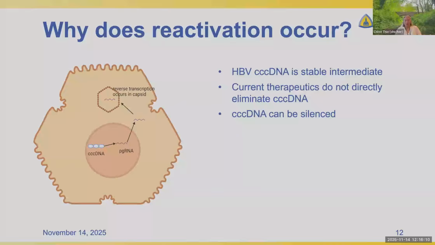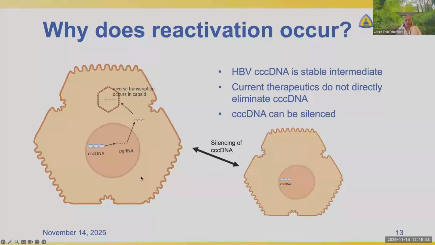It's the template for replication of all viral RNAs. I've only depicted one here, which is the pgRNA, or the pregenomic RNA, because that's the one that gets taken out into the cytoplasm and gets encapsulated. And then once it gets encapsulated, that's where reverse transcription occurs. This is where your treatments work, your lamivudine and your tenofovir and the entecavir. They inhibit this step, this reverse transcription. So obviously they're not doing anything to the cccDNA.